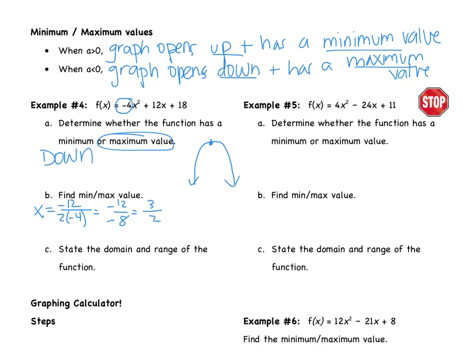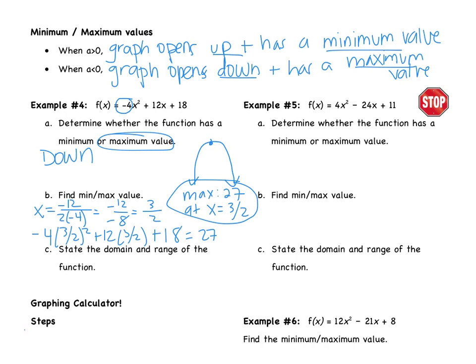Now I need to substitute 3 over 2 in. So I'm going to have negative 4 times 3 over 2 squared plus 12 times 3 over 2 plus 18. In this case, you might need a calculator. The ones I give you in class will not be such large numbers, so you won't need a calculator. But that simplifies to be 27. So now you're going to say the maximum is 27 at x equals 3 over 2.